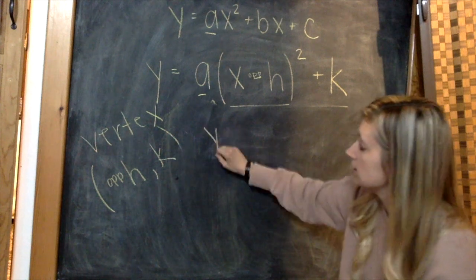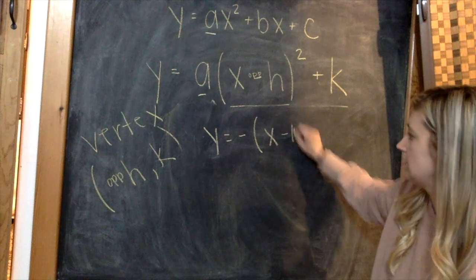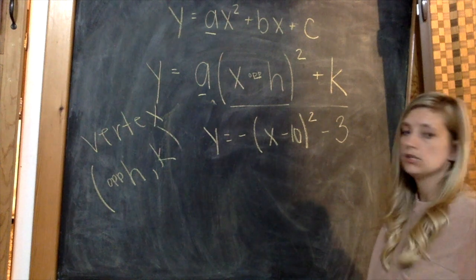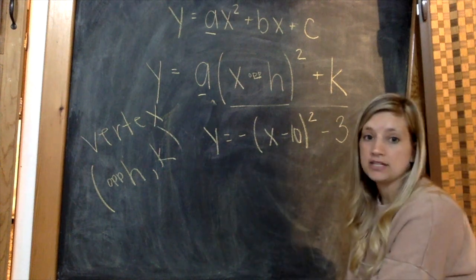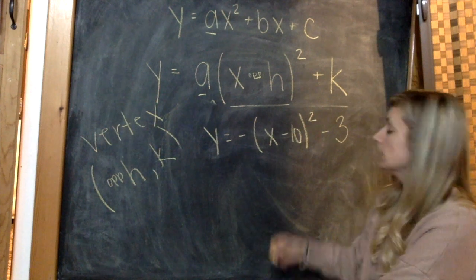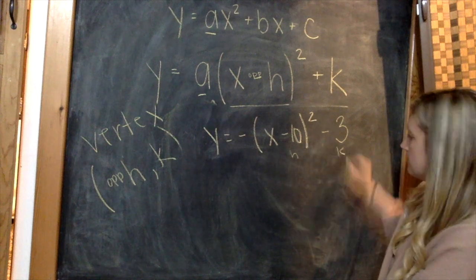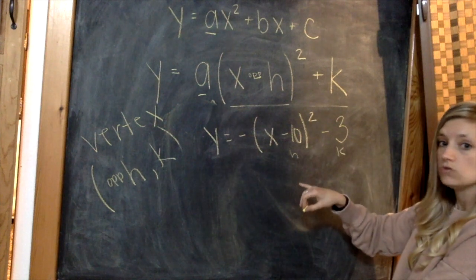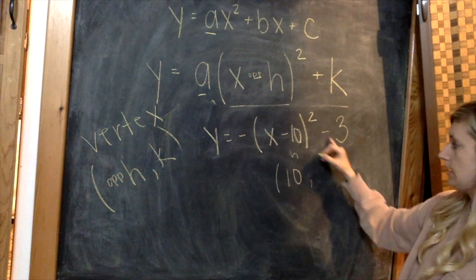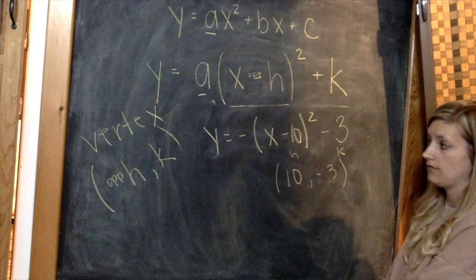So let's go y equals negative (x minus 10) squared minus 3. Okay? Oh, it's our first negative. That really does nothing to our vertex. It's just telling us that this parabola is concave down. So let's find our h and let's find our k. Our h is negative 10. So what's opposite of negative 10? Positive 10. K, negative 3. Our vertex, 10, negative 3.